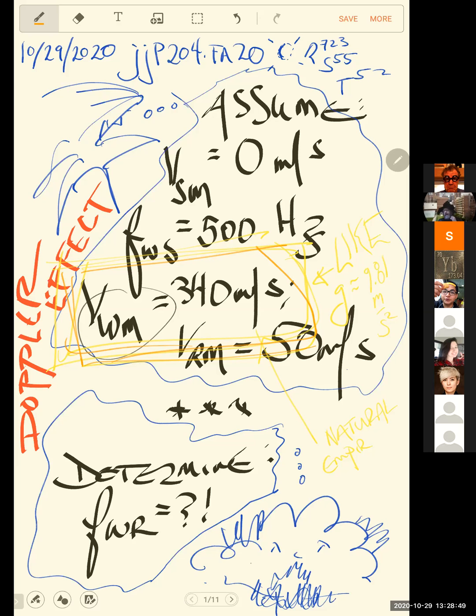Then I'm giving you one last given to assume for this problem. The character is giving me VRM equals 50 meters per second. That means assume that the velocity of the receiver relative to the medium is 50 meters per second. That means assume that the receiver is moving through the air.